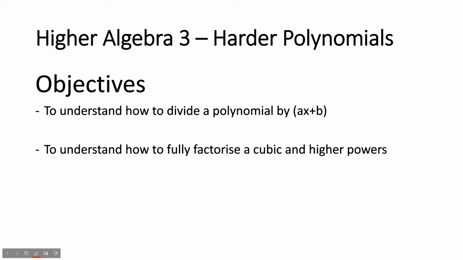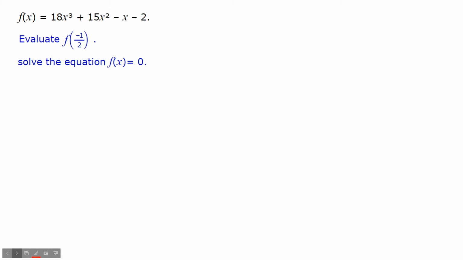Okay, so what about some harder polynomials, right? Something like this. For this one, we're told f of x is equal to 18x cubed plus 15x squared minus x minus 2. So what is f of minus a half going to be? Well, the general rule of the factor theorem is exactly the same.